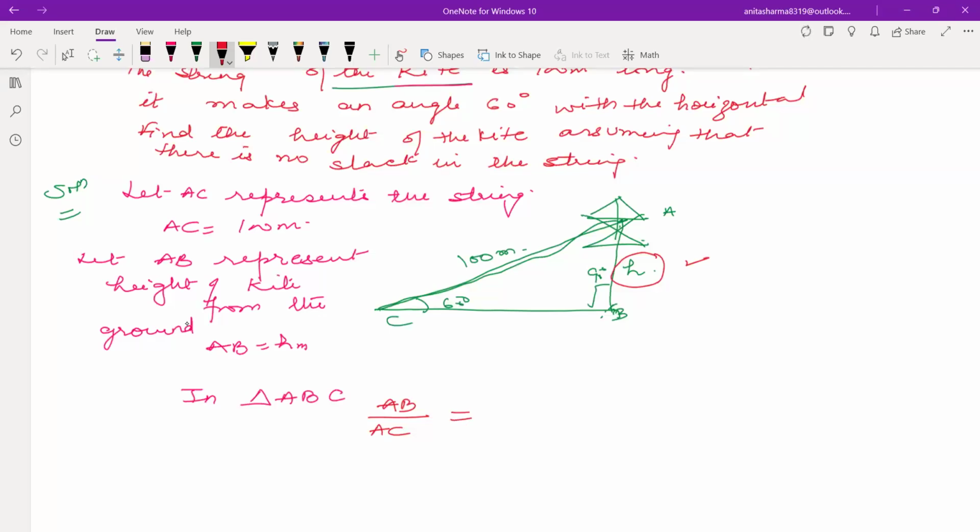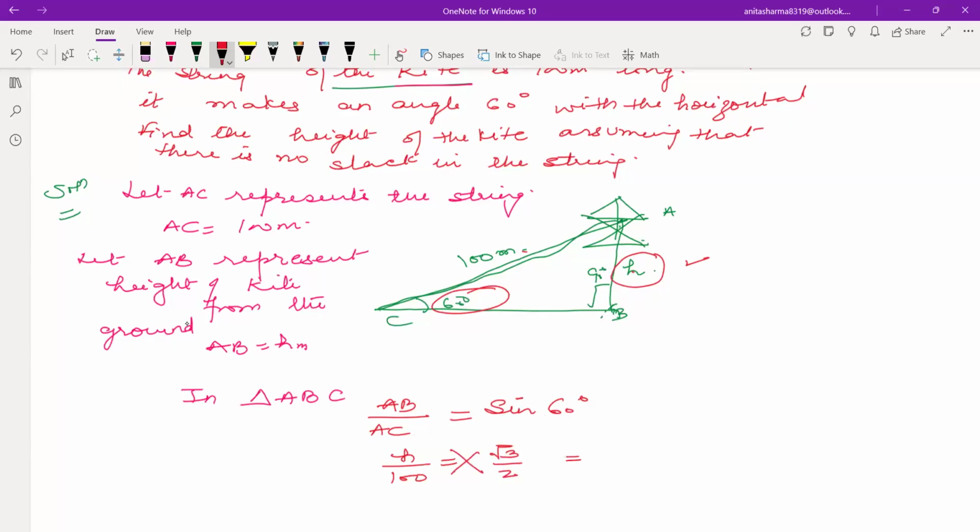Now tell me, beta, perpendicular upon hypotenuse is equal to which trigonometry ratio? Sine theta. Yes, very good. Now instead of theta, what is given here? 60 degrees. Right? Now put the value, H upon 100. Value of sine 60, children? Yes, root 3 by 2.